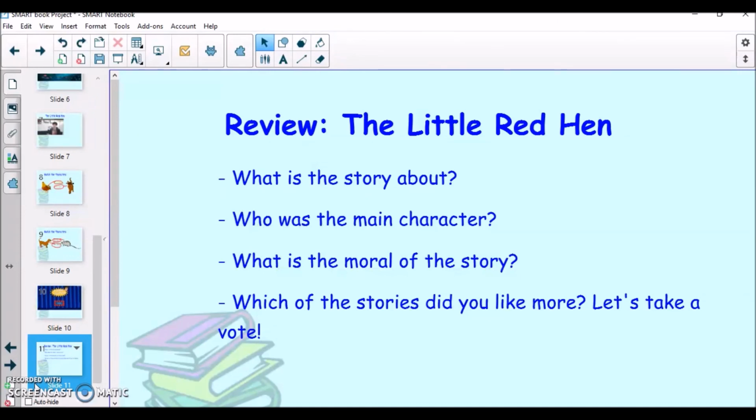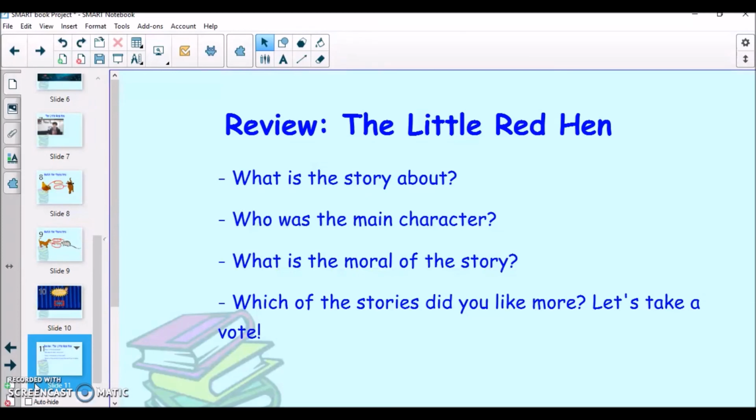Which of the stories did you all like more? We're gonna take a class vote. Just raise your hand whenever I say the title of the stories. So, who all liked the gingerbread man story more? Okay, 1, 2, 3, 4, 7, 8, 9, 10, 14? Okay, 14 people like the gingerbread story more.